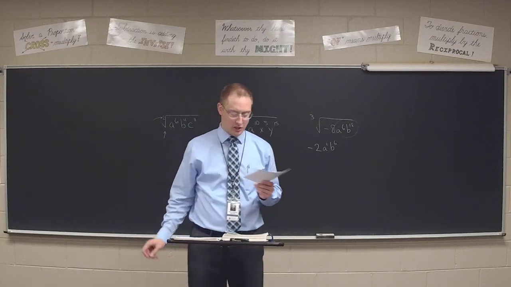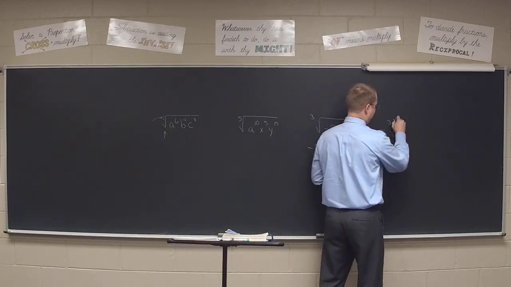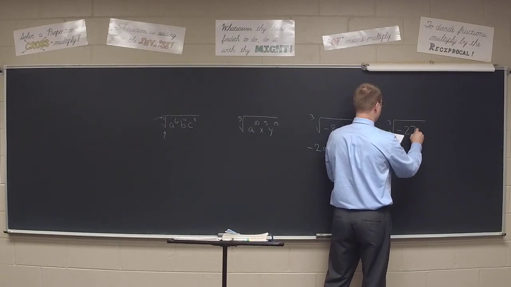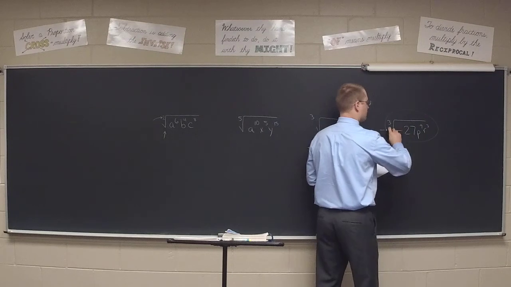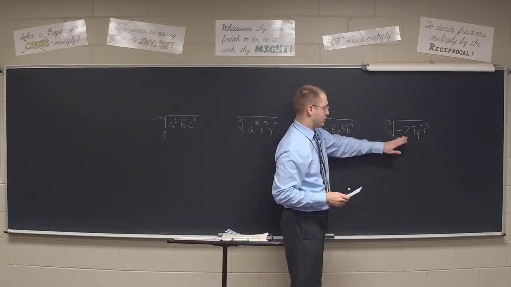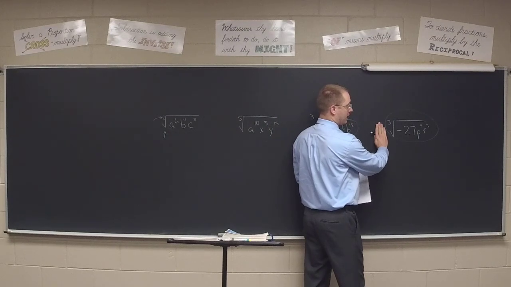Number 10, this one's kind of interesting, Noah. We've got a negative sign outside the radical, and then we're taking the cube root of a negative 27p to the 9th r cubed. We're going to start by just getting this answer. Ignore the negative out here for a moment. What do we get right here, sign, number, letter?